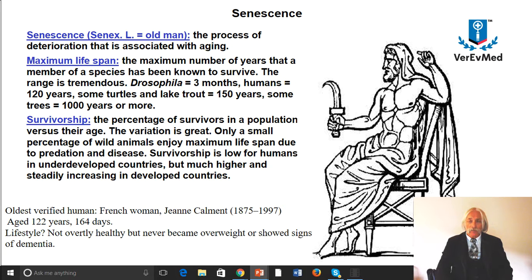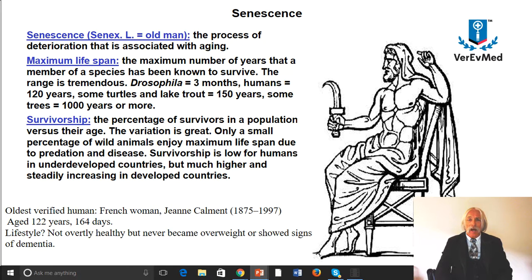There's also a term we use called survivorship, and that's the percentage of survivors in a population versus their age. So at any given age, who survives to that age, right? Again, there's variation, as you might guess, because one of the variables is age and the other is survival, so that's going to vary. Only a small percentage, for example, of wild animals, elk, deer, bear, can actually enjoy what might be their biological senescent pattern or maximal lifespan.